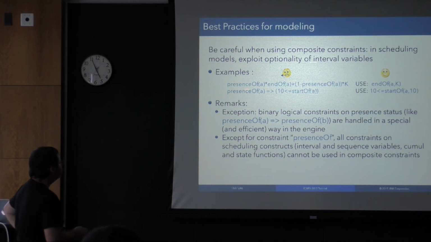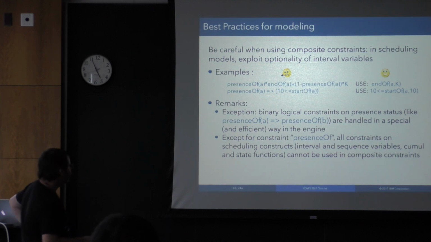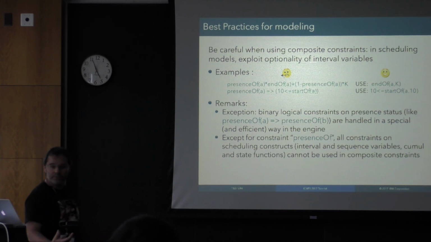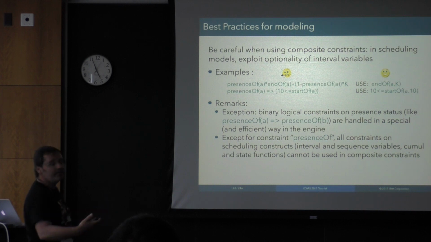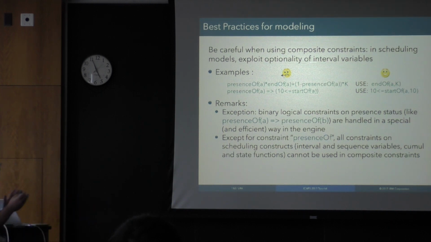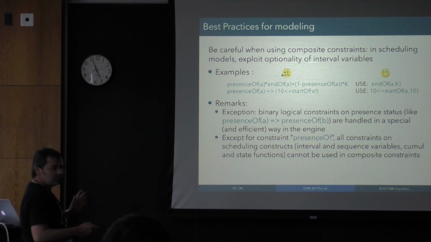Example. Suppose that you want to write this. If I have an interval variable A, an activity, let's say, and I want to have an expression: if the interval is present, I want it to be the end of A; if it is absent, it's a constant k. Of course, maybe you want to write this. This is correct, but you can write it in a much more compact and more efficient way. This is just the end of A, and k if it is absent. This is maybe a bit of a stupid example, but I know that people tend to write this kind of thing because sometimes it's more natural. Okay, look at this.